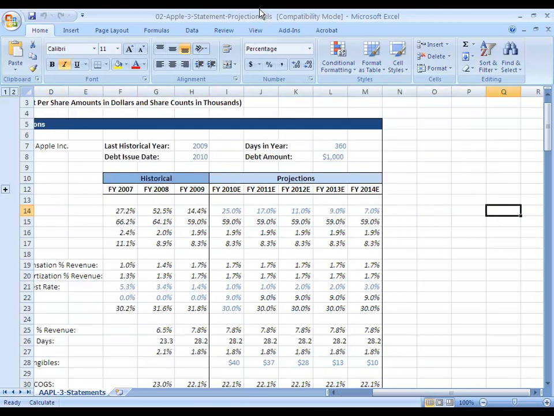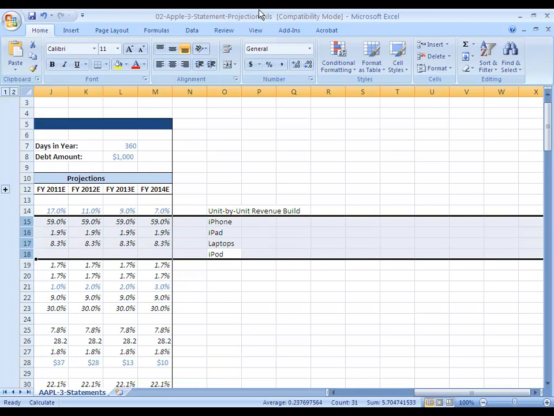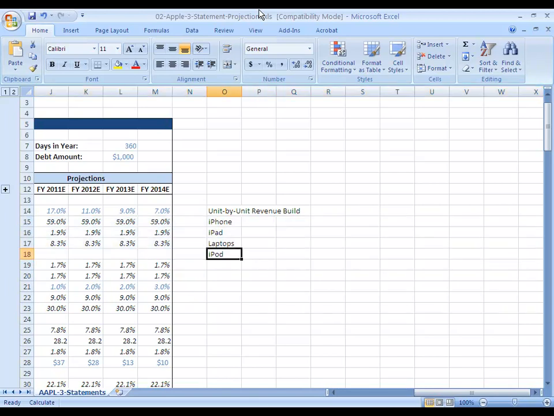Method number two would be to do a unit by unit revenue build. So in our example here, this would be looking at the iPhone, the iPad, laptops, iPod, and all of Apple's other products, figuring out the growth rate in each of those and how the average price for those is changing over the years, and taking it from there and going with that. The third way of doing it is to do a tops-down revenue build, and this one works differently.